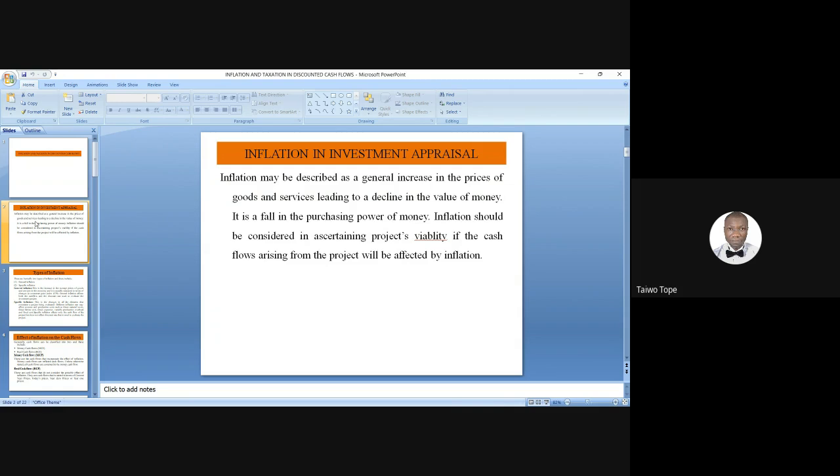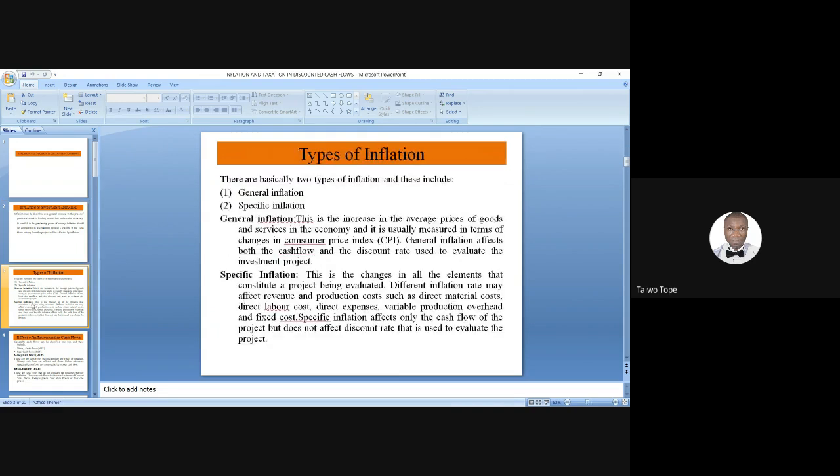So, talking about the types of inflation, as you can see on the screen, there are basically two types of inflation, and these include the general inflation and the specific inflation. To re-emphasize, general inflation is the increase in the average prices of goods and services in the economy, and it is usually measured in terms of changes in the consumer price index. General inflation affects both cash flow and the discount rates used to evaluate the investment.